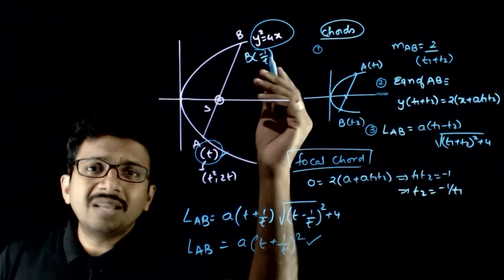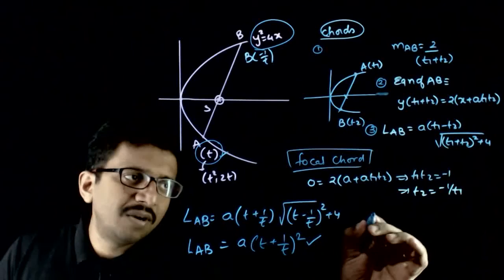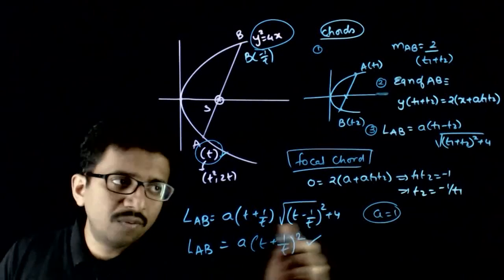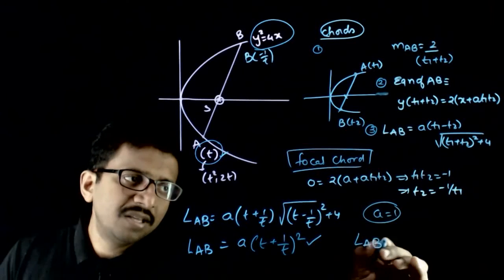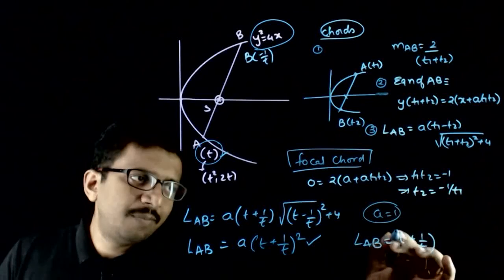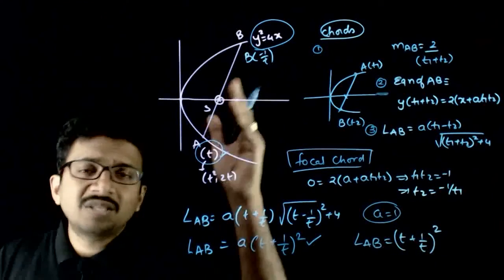So given the parabola y square is equal to 4x, the value of a is equal to 1. So in our particular question, the value of a is equal to 1. Hence the length of AB will be 1 into t plus 1 by t whole square, that is exactly t plus 1 by t whole square. So this will be the answer to this particular question.